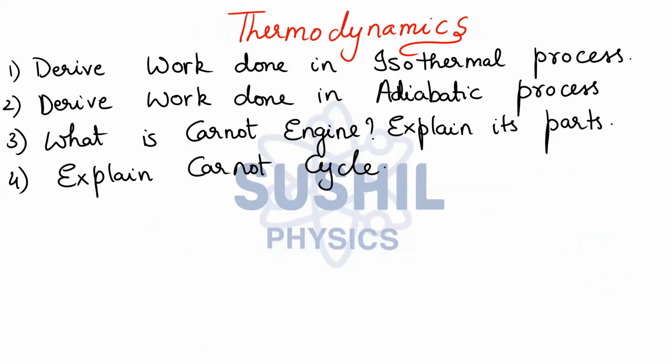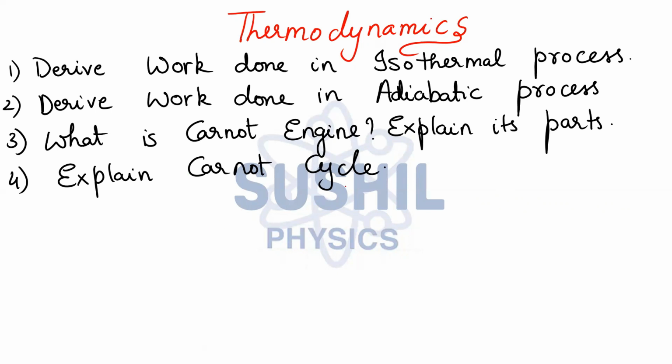Very, very important, very interesting chapter. And you can see there are just 4 questions from this chapter that can be asked for 5 marks. That is, derive work done in isothermal process, in adiabatic process, what is a Carnot engine, and you might have to explain its parts. And the next one is very, very important: explain the working of a Carnot cycle. Or you can explain what is a Carnot cycle. This is a very, very important question, my dear students.